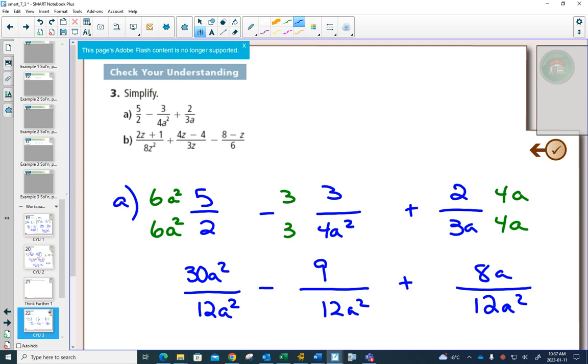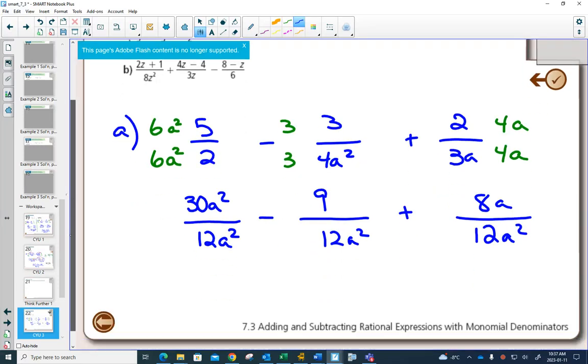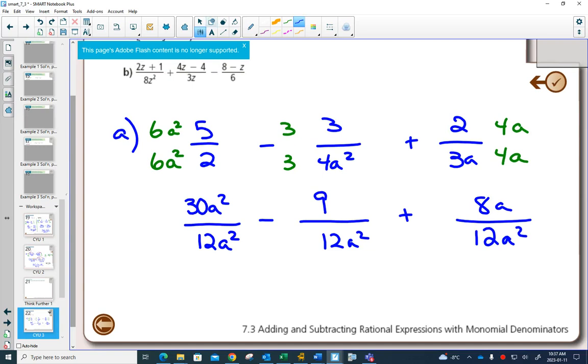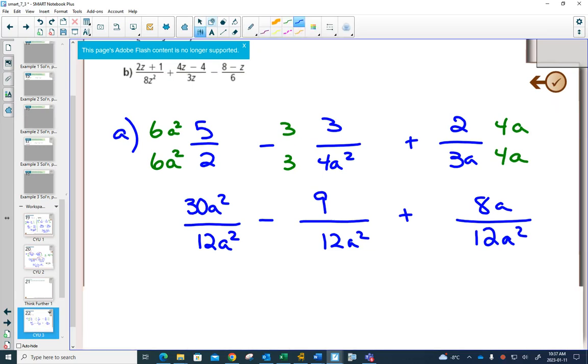So first, we need to get a common denominator between all 3 of them now. Once I have a common denominator with all 3 of them, I can now add and subtract. Looking at the terms, none of them are like terms, so nothing's going to be put together. But I will have a 30a squared. I'm going to write the plus 8a second and the minus 9 last. The order doesn't really matter, but when we write trinomials, normally we start with the a squared, then the a, then the number. So this is sort of proper form.